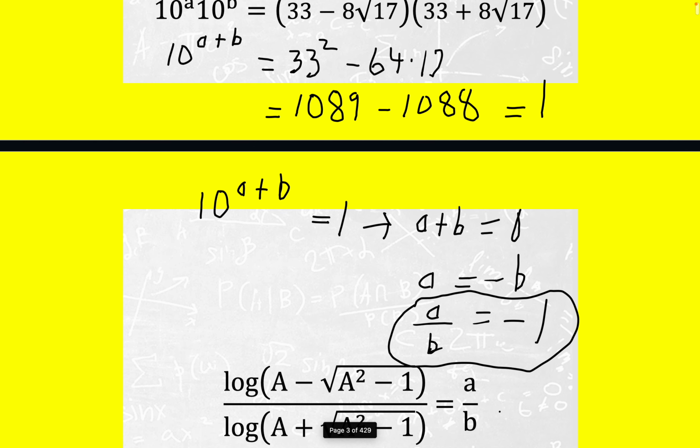But this is an example of what they call additive inverses. A and B are additive inverses. The quotient of additive inverses has to be negative 1, all the way back from middle school.